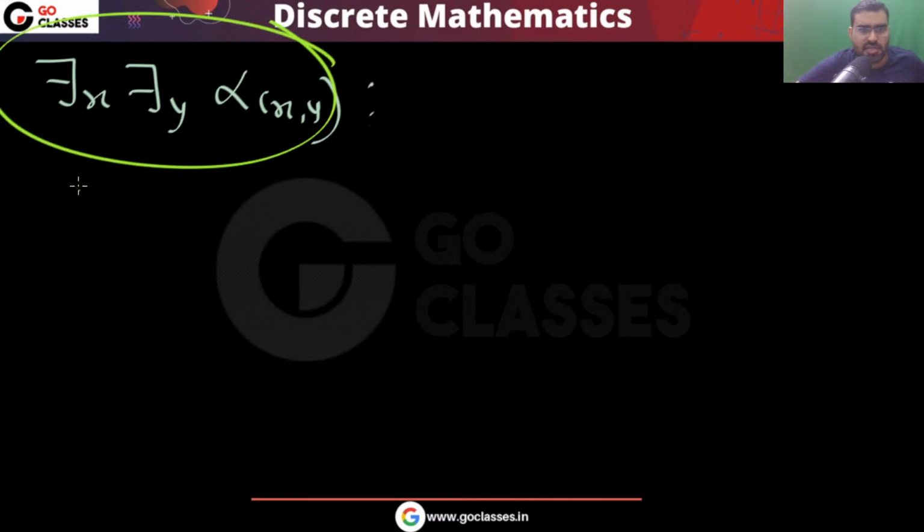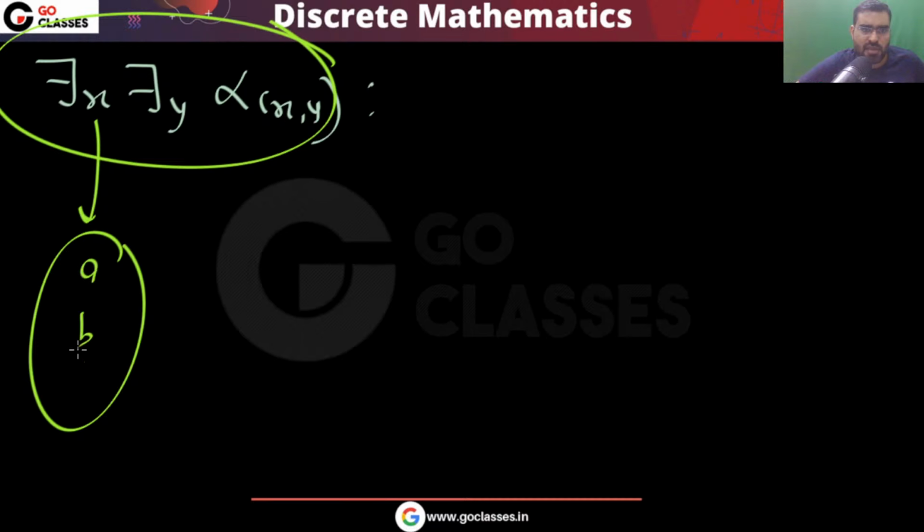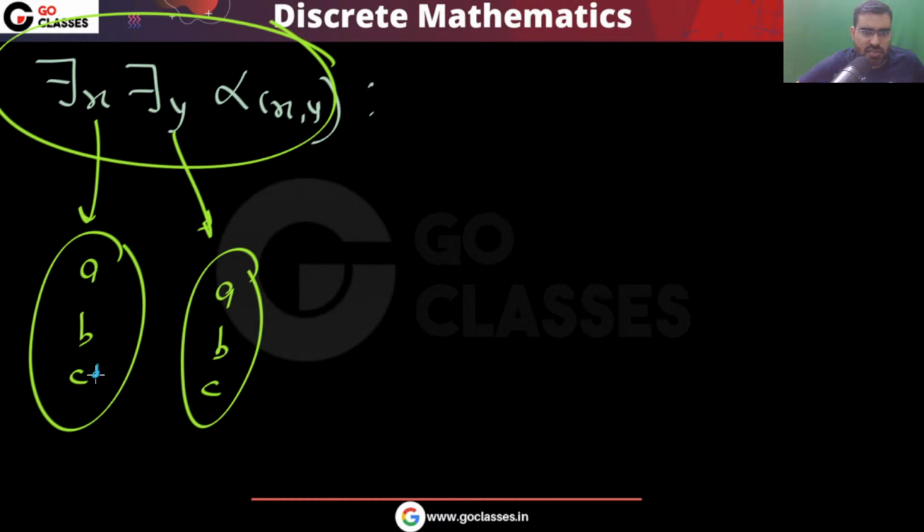Now let's consider another. The next is there exists x, there exists y, alpha(x, y). What does this mean? This means that there is some x. Let's assume the values are A, B, C. There is some x, for example this x, and with this x there is some y. That can be this also, that can be this also, but with this x there is some y such that this alpha(C, B) must be true.